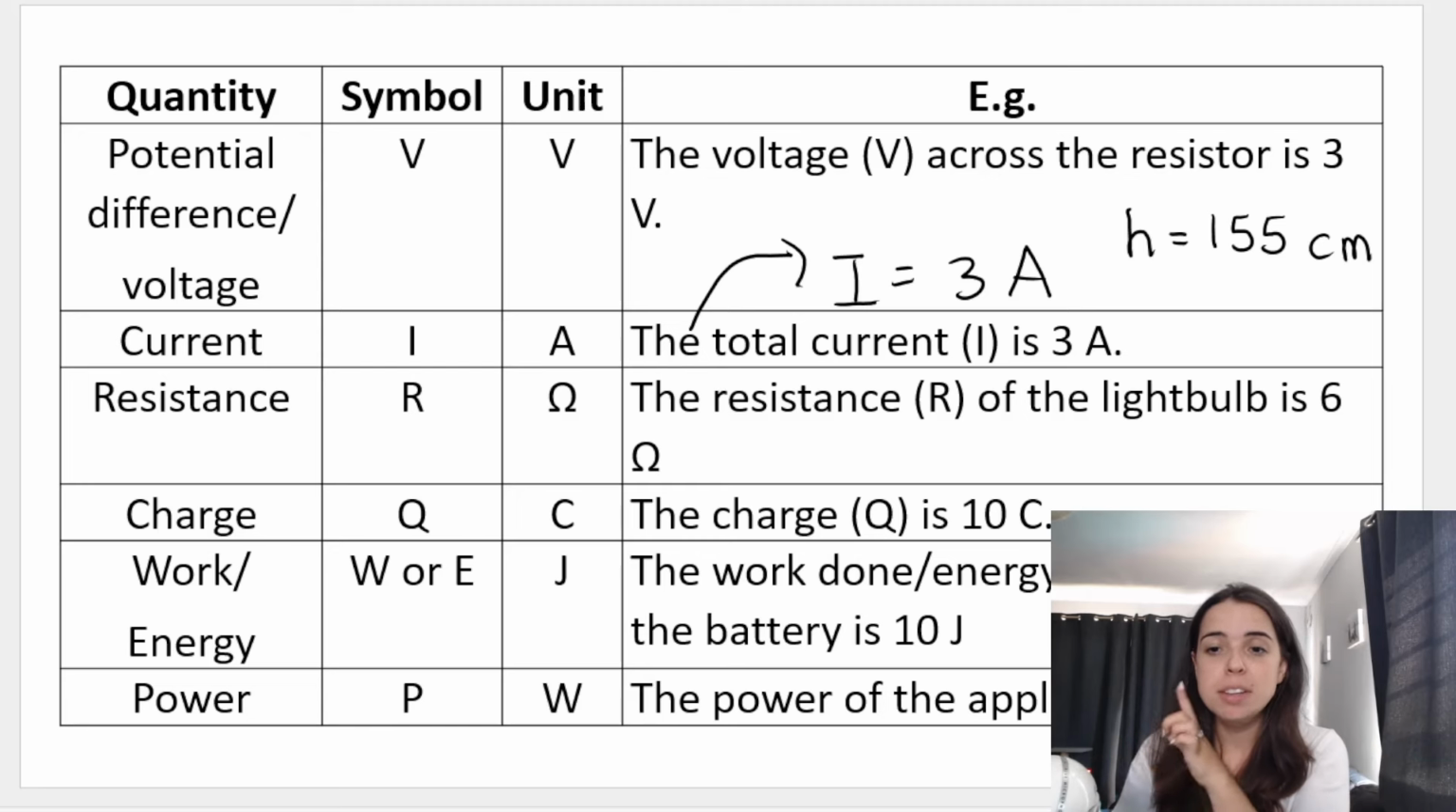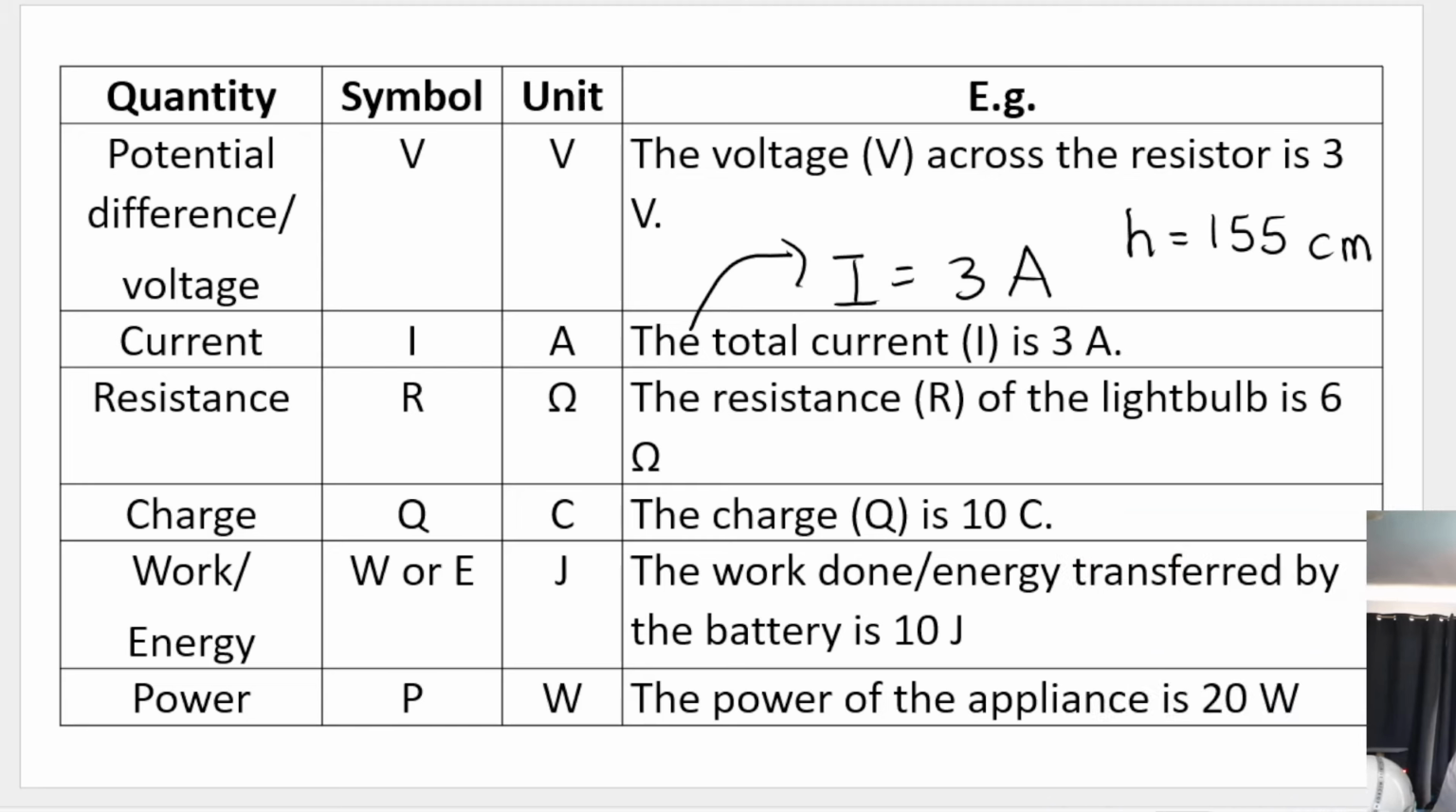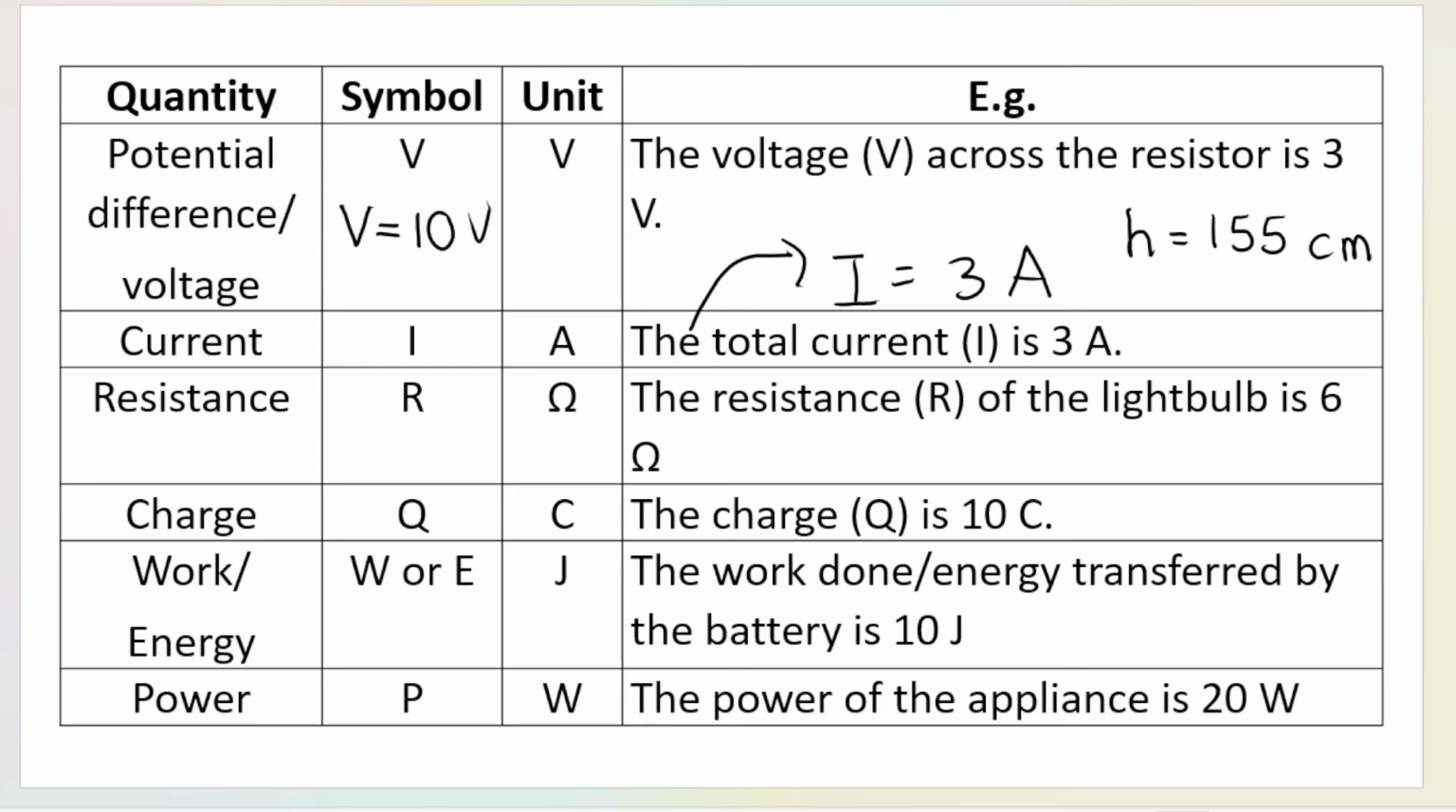So I've made a table summarizing what that difference is. I've listed all the different quantities that you will see throughout electricity or electric circuits, the symbol, and the unit. And I've given an example of how we use it. So starting from the top of the table, we've got potential difference or voltage. The symbol for that is V, and the unit for that is V. So for example, if I want to say the potential difference across the battery is 10 volts, I say the potential difference across the battery is equal to 10 volts.